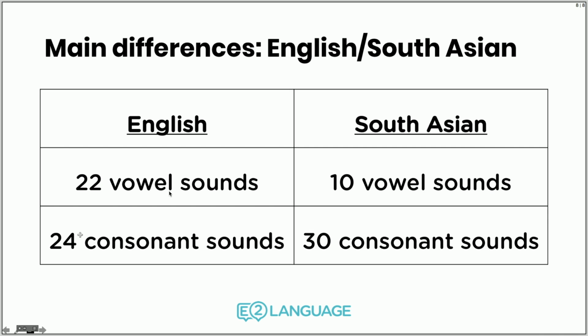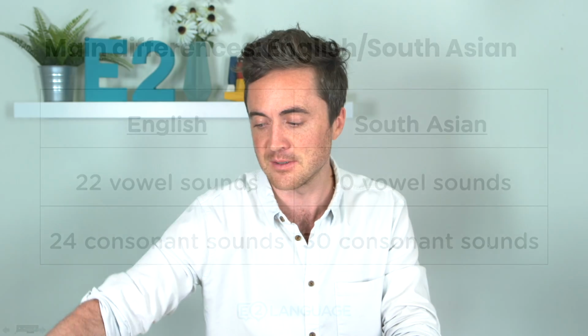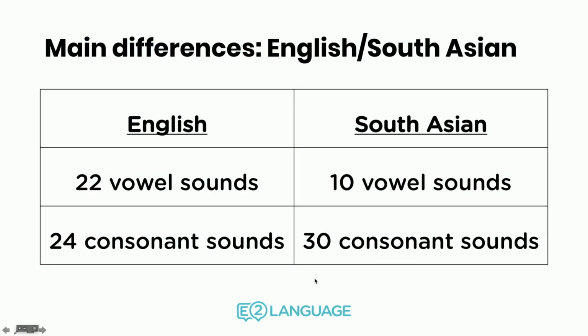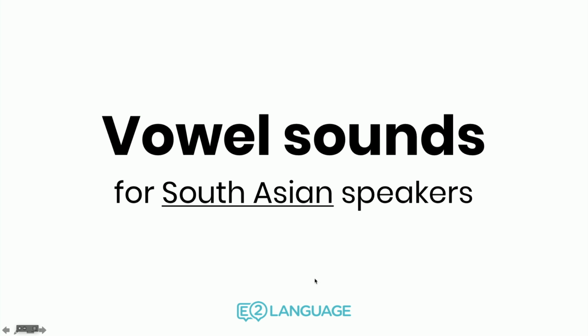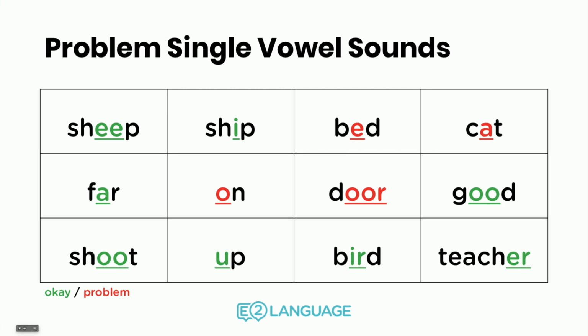Now, in English, we have 24 consonant sounds, k, d, f, m, etc. But you actually have 30 consonant sounds. You have more than in English. However, there are some consonant sounds, for example, v and w, that you have trouble pronouncing. So we're going to look at those ones in particular as well. Okie dokie, let's get started and look at the vowel sounds for South Asian speakers.